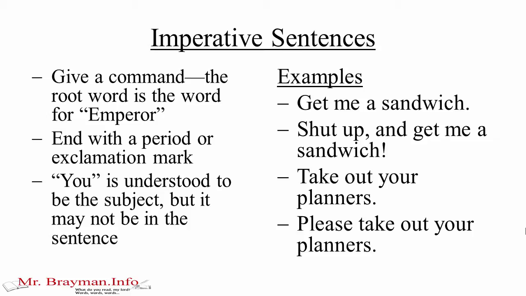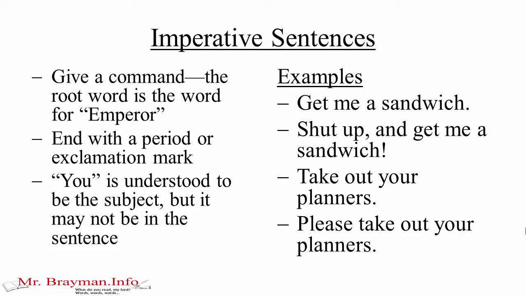And in English, you is understood to be the subject, but it may not be in the sentence. In fact, all of the examples here lack the subject you. It's just understood, right? Get me a sandwich would be you get me a sandwich. Or shut up and get me a sandwich, that gets an exclamation mark because it's much harsher and more emphatic, but it's still an imperative sentence.